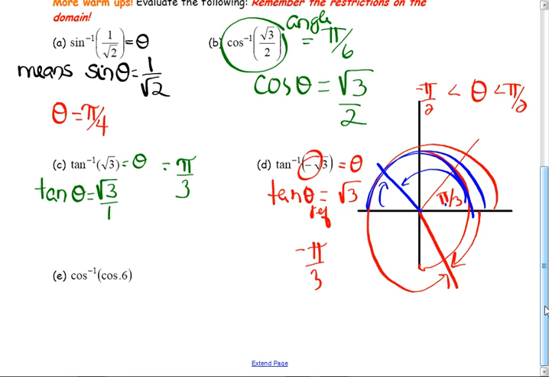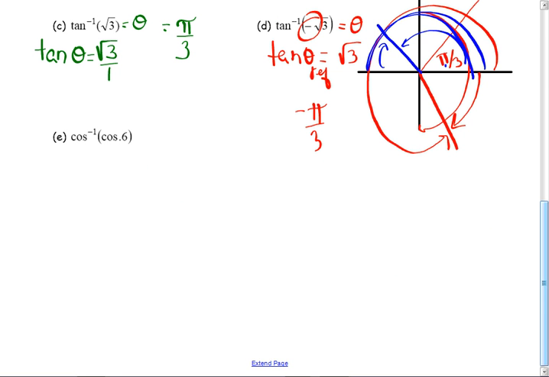So what happens if I take an inverse cosine of a cosine? Right here. These are opposite operations. What are they going to do to each other? Cancel each other out, and you get what? 0.6.